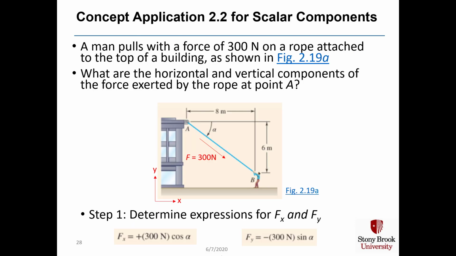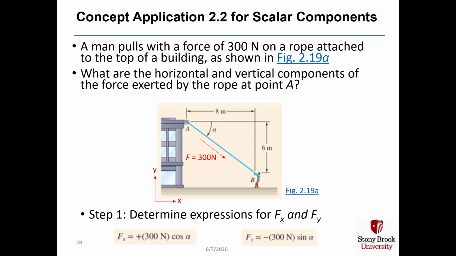Here's concept application 2.2 for scalar components. A man shown in figure 2.19a pulls with a force of 300 newtons on a rope attached to the top of a building. What are the horizontal and vertical components of the force exerted by the rope at point A? And notice point A is in the upper right corner of the building.